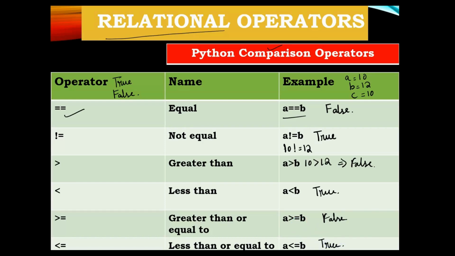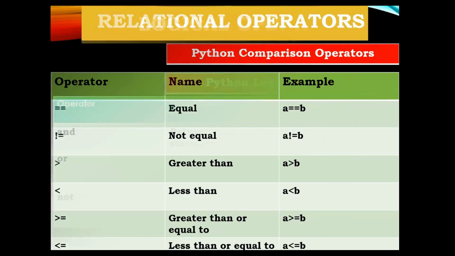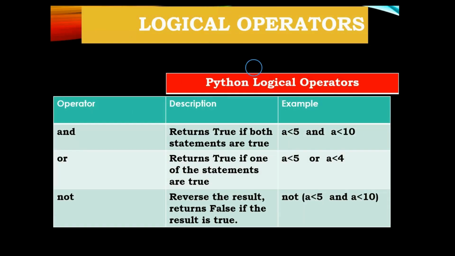So hope you all understand the Python comparison operators. The next one is your Python logical operators. In mathematics, you have studied logical gates, AND gate, OR gate, NOT gate. So likewise, we are having it in Python also. The first ones are AND, OR, NOT. All these operators will be returning the result either true or false, like the comparison operators.